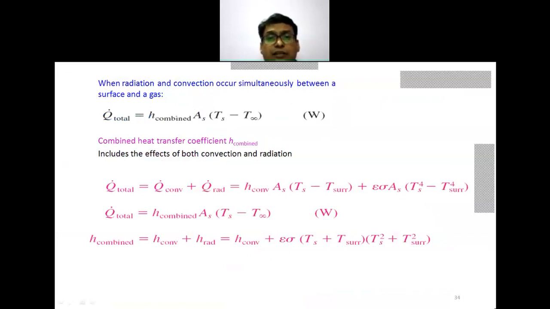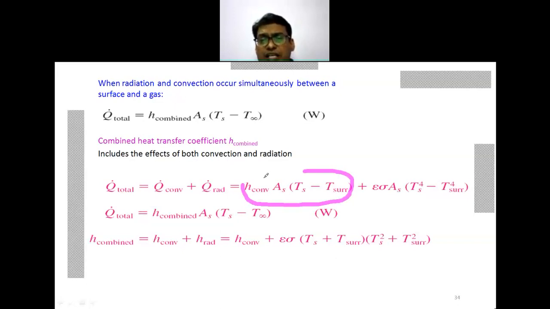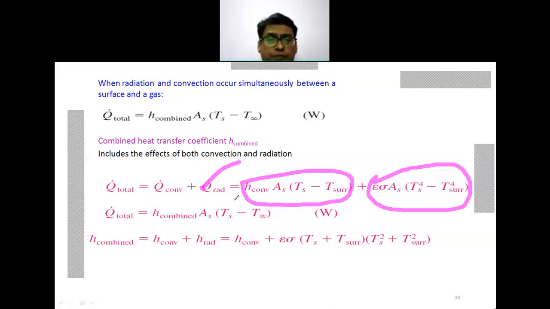Now, when radiation and convection occur simultaneously, that is between a surface and a gas, a plate is there and the surrounding atmosphere is there. From the plate you will get the radiation, and as the surrounding air is available, by convection also the heat transfer will be there. So it's a combined heat transfer, because of the convection and because of the radiation. When it's convection, then h A delta T is there, and if it's radiation, then it's epsilon sigma A times (Ts raised to the 4 minus T surrounding raised to the 4).